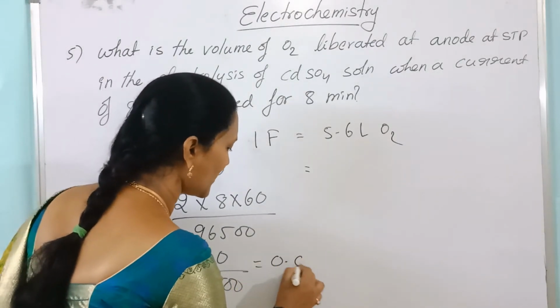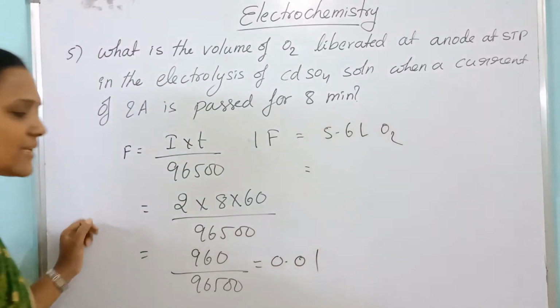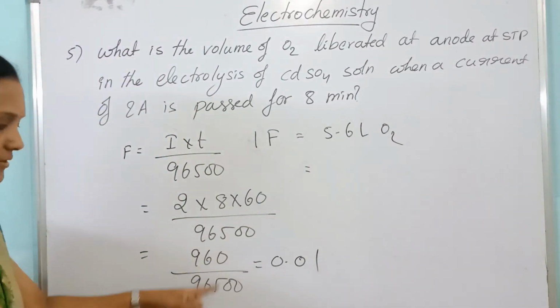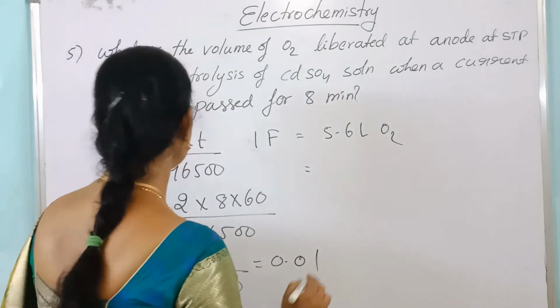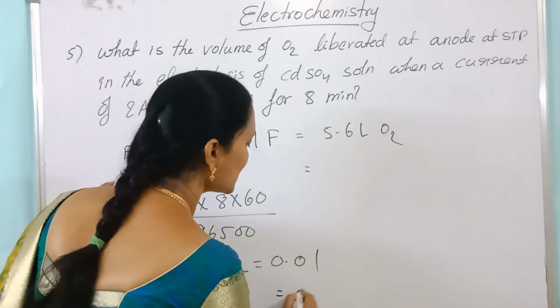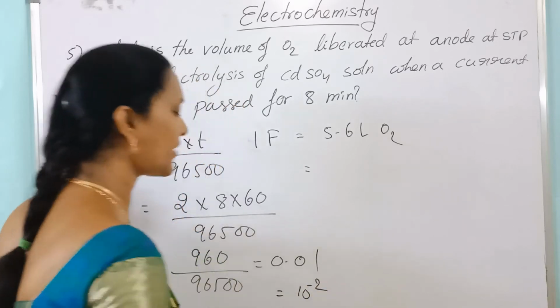So 0.01. Can we use it like this? Nearly 0.009, we are taking it as 0.01. So now it is Faradays. How many Faradays? 10 power minus 2 Faradays.